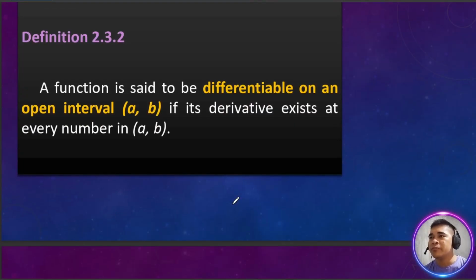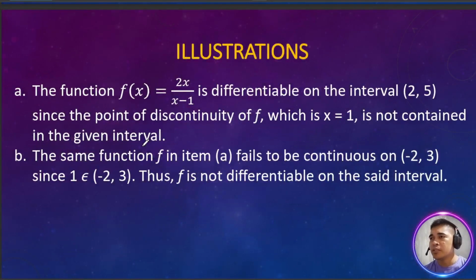So we have the next definition, 2.3.2. A function is said to be differentiable on an open interval if its derivative exists at every number in A and B. So take note, in terms of open interval, a function is said to be differentiable if its derivative exists at every number. Meaning, from point A to point B, lahat ng number, even in between, dapat nag-i-exist ang derivative.